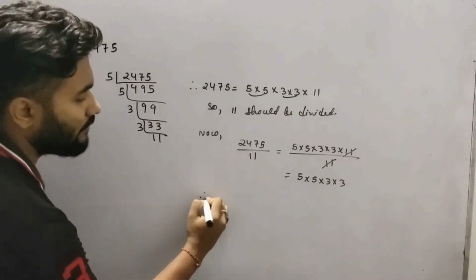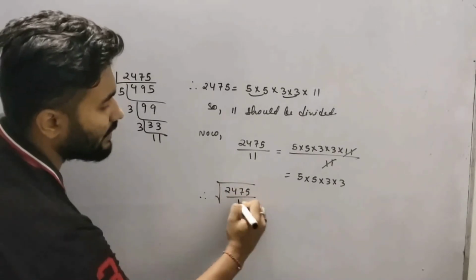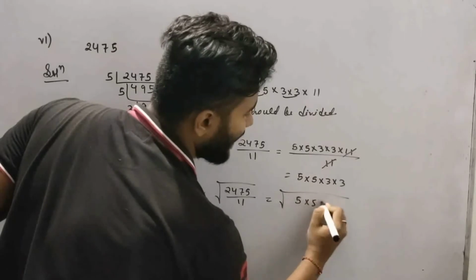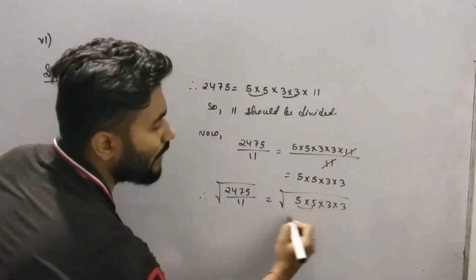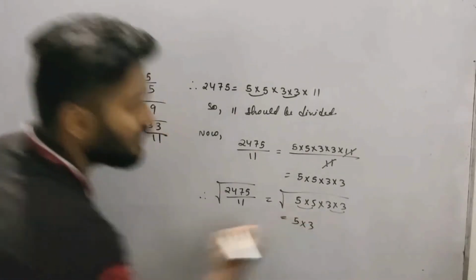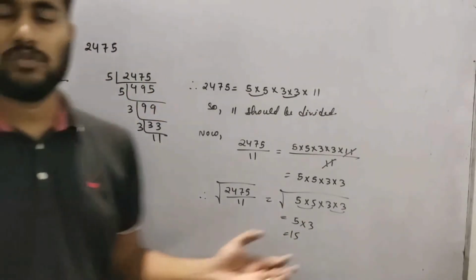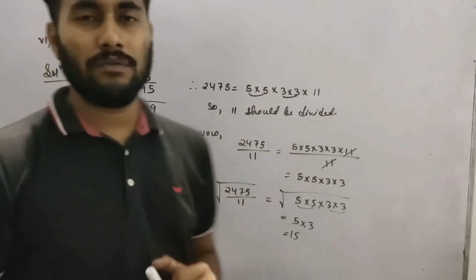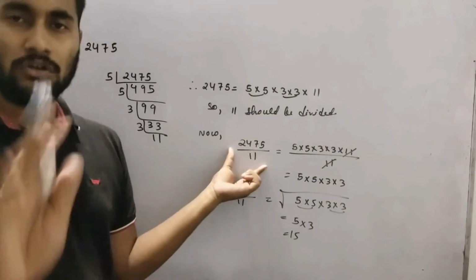So therefore the square root of 2475 divided by 11 will be equal to the square root of what? 5 into 5 into 3 into 3. Now very simple. From the two 5s, one 5 will come out. From the two 3s, one 3 will come out. What is 5 3s? 5 3s are 15. So that's your answer. Understood? So what should be divided? 11 should be divided.